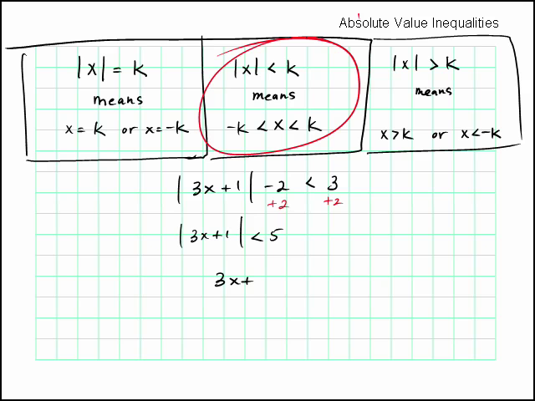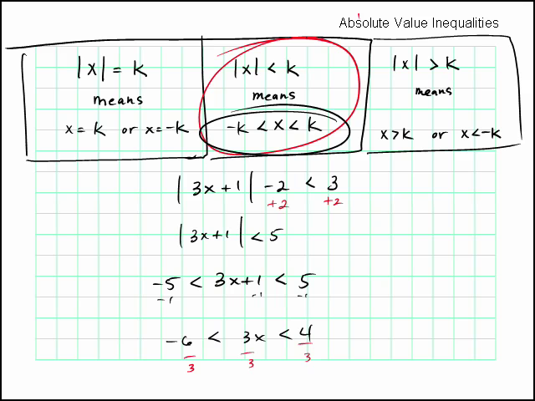3x plus 1 right here is stuck between negative 5 and positive 5, just like that. I am now going to solve for x, so I'm going to subtract 1 here. Negative 6 less than 3x less than 4, and then we divide each part by 3. X is going to be between 4/3 over here, and over here is negative 2. And those are solutions, all the numbers between negative 2 and 4/3.